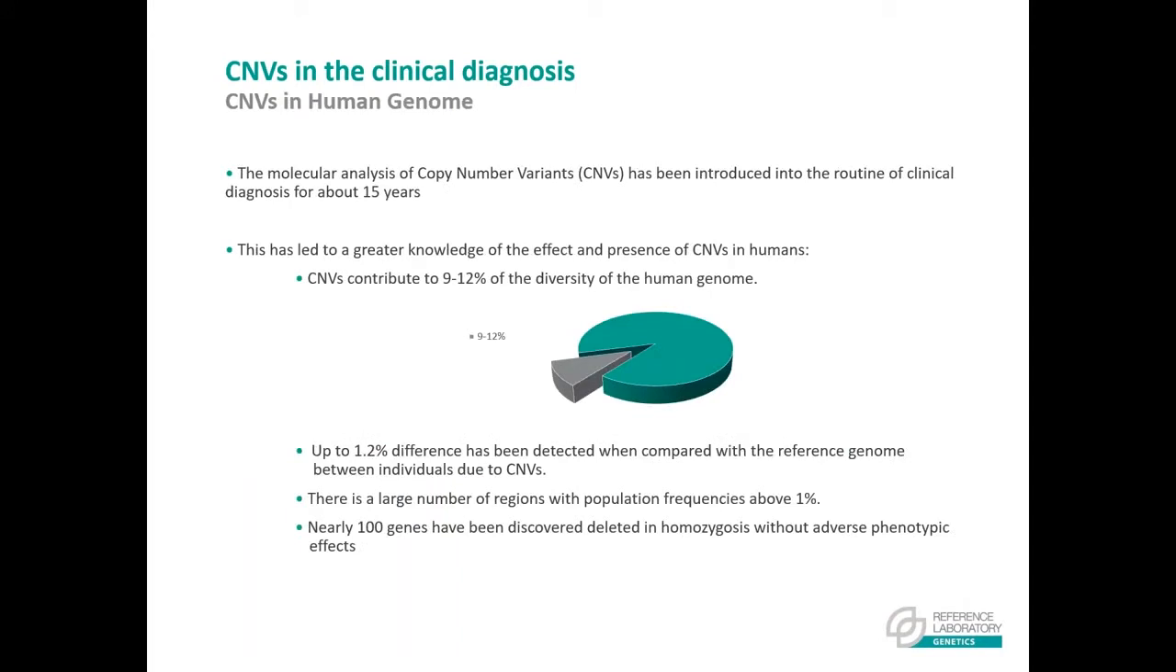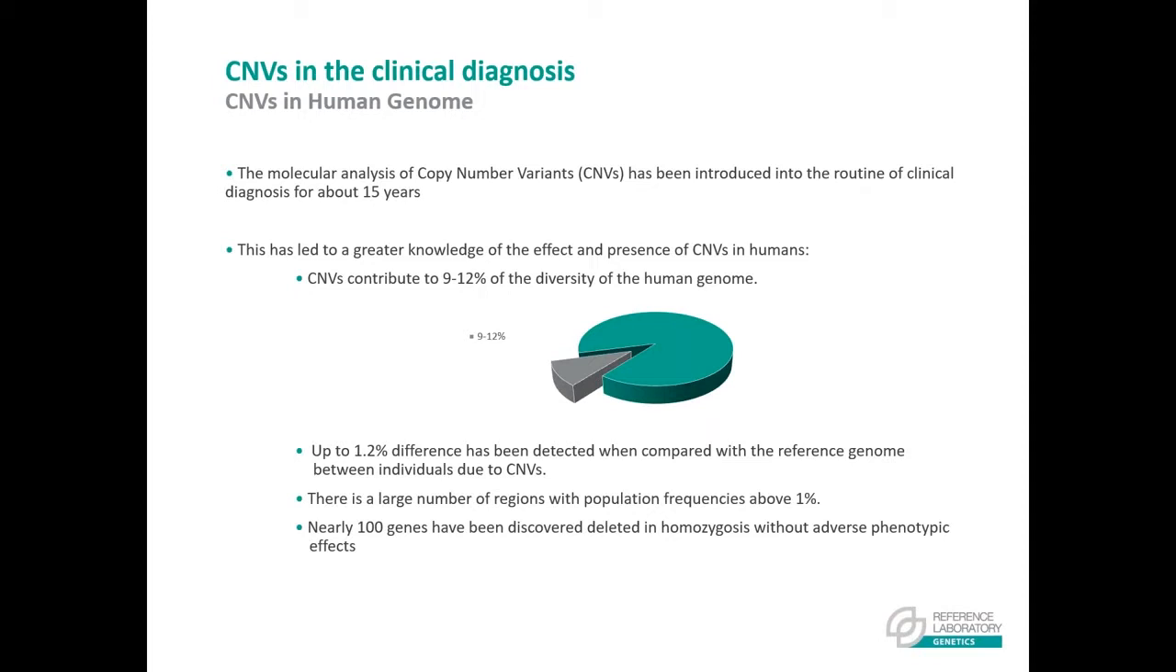Focusing more on the molecular level, I want to emphasize how copy number variant analysis has been introduced into the clinical diagnosis routine in the last 15 years. This allows us to increase our knowledge and understanding of the importance of these variants in our genome. The more our knowledge increases in this area, the more we can learn about it. We have observed that, in proportion, the number of polymorphic copy number variants in the genome is greater than that of polymorphic single nucleotide variants.